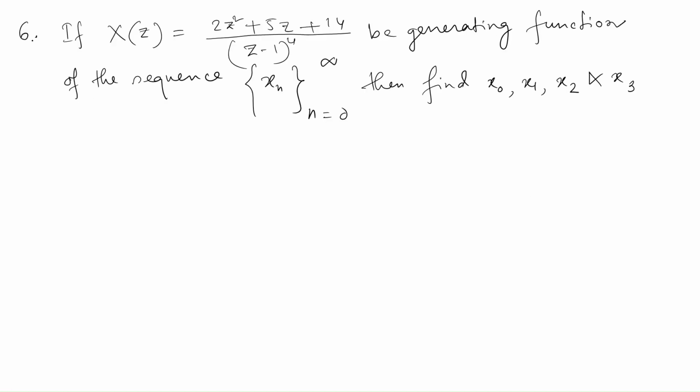Question number 6. If x(z) equals twice z square plus 5z plus 14 divided by (z minus 1) power 4 is the generating function of the sequence x_n, n from 0 to infinity, then find x0, x1, x2 and x3. Let's start.